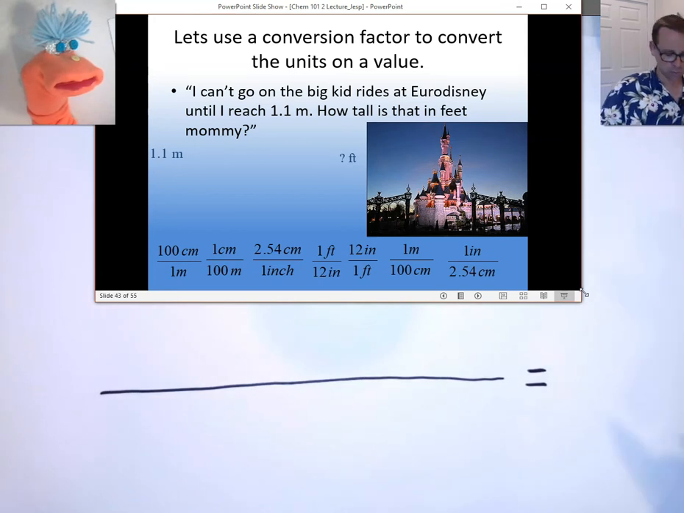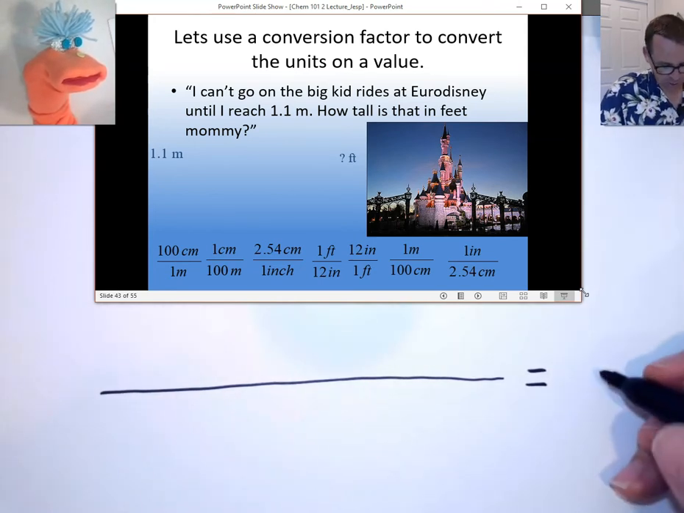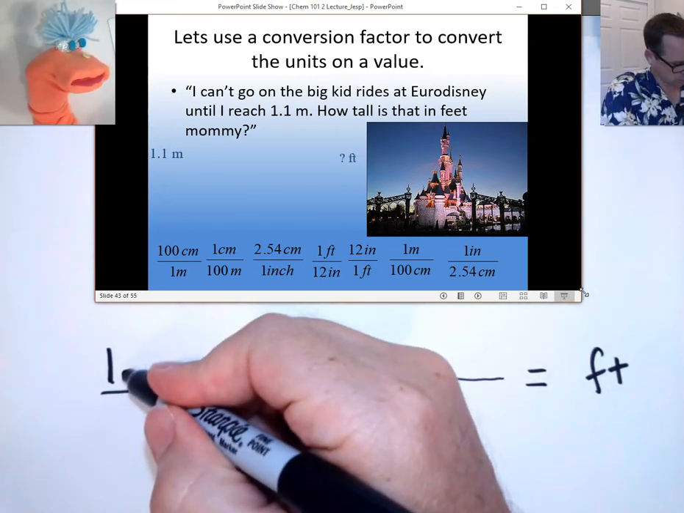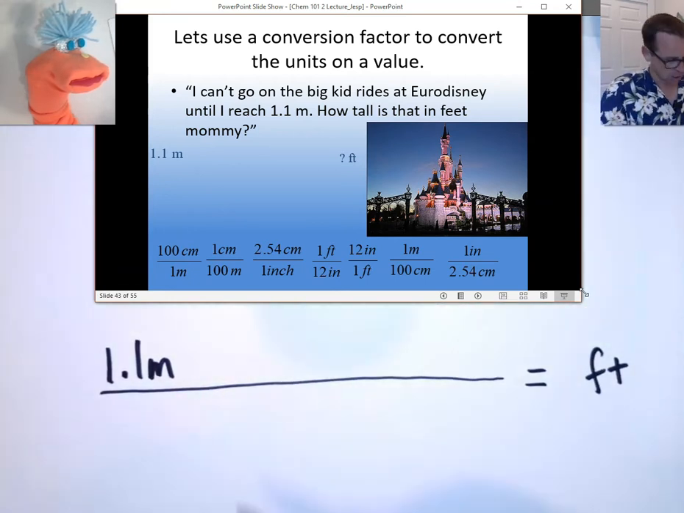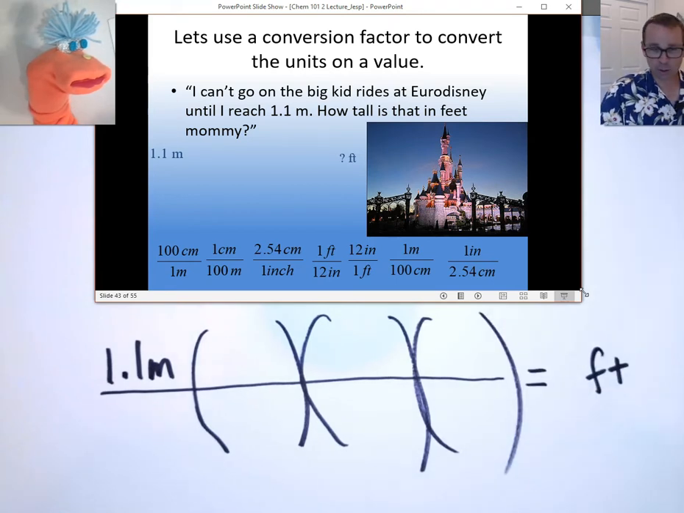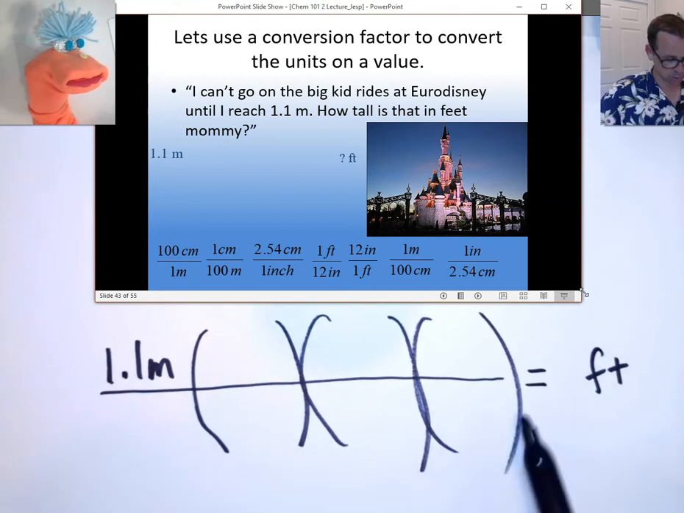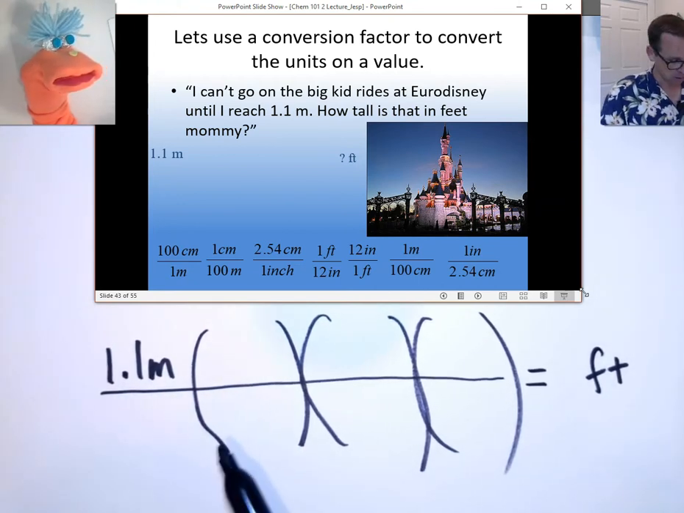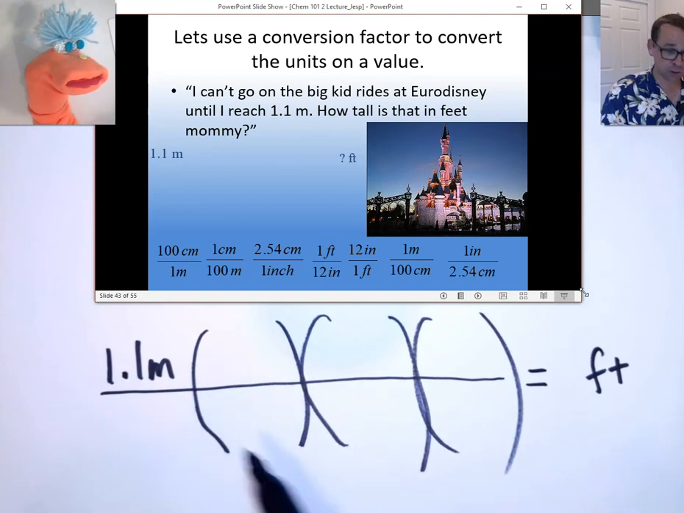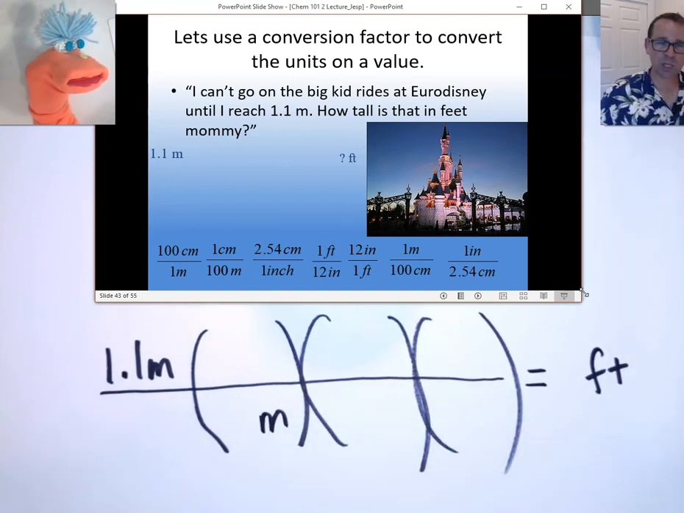Okay. Well, what I do when I've written myself an equal sign, I write the units that I'm after, and that's feet here. And then I start off with 1.1 meters. And now I use conversion factors, and I don't know how many they're going to be, so I have to always give myself enough space. I'm hoping there's not more than 3, but there might be. The first conversion factor is going to have meters down there because I need to get rid of meters and convert them to feet.